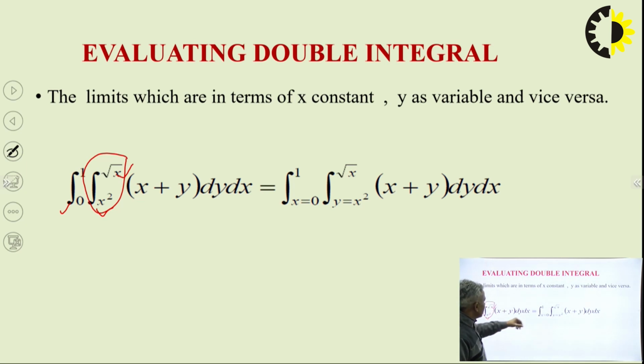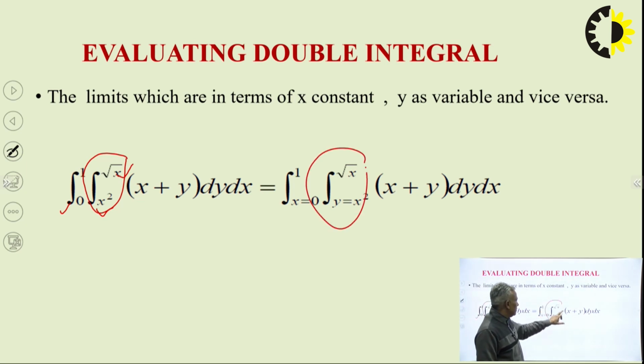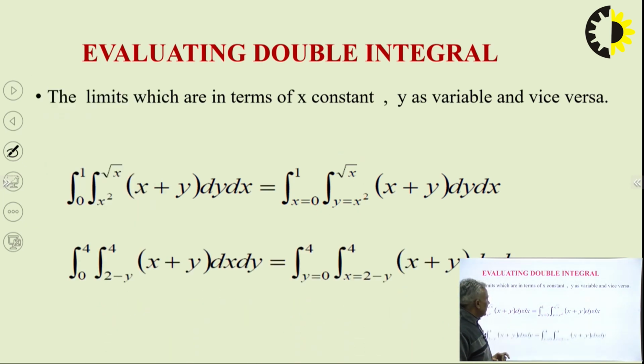In this way we can write, similarly, y is equal to x square, y is equal to under root. That means this is the limit of y. First we solve the variable and then we solve the constant. In this way we can solve the problem step by step.